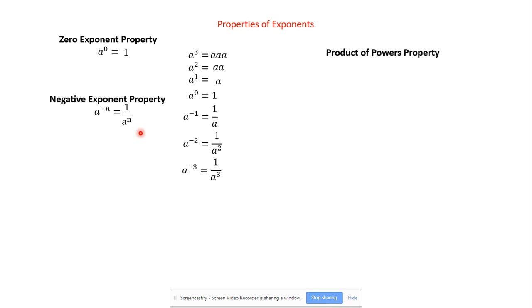And I wore out the P button on my keyboard writing these, because we have product of powers property.